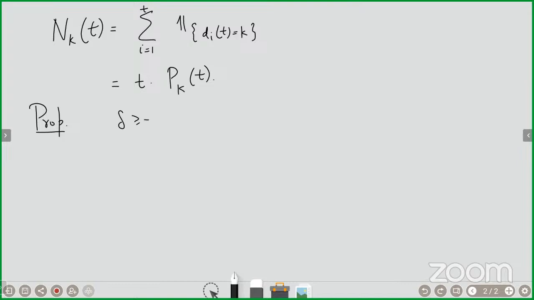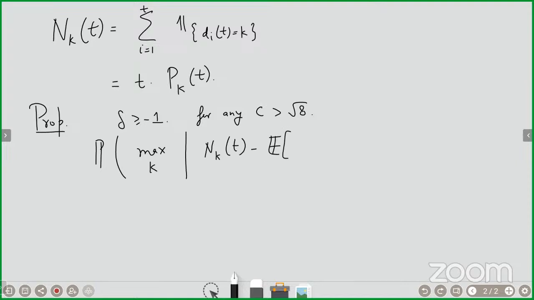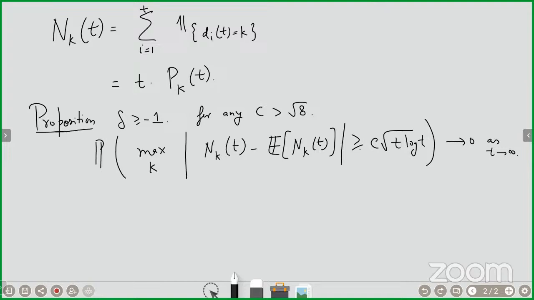So for any delta greater than zero, for any C greater than square root 8, the probability that NKT is greater than C times... This is the proposition we will prove. This is proposition number one, and then we can combine that to prove the result of the previous problem. Today's class will mostly concentrate on proving this.